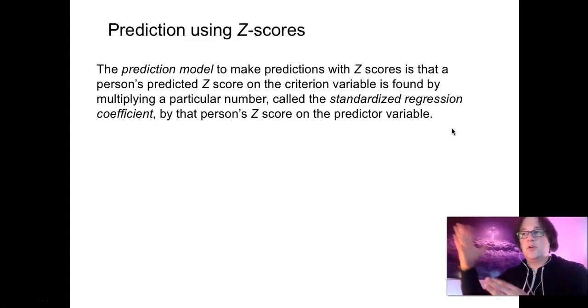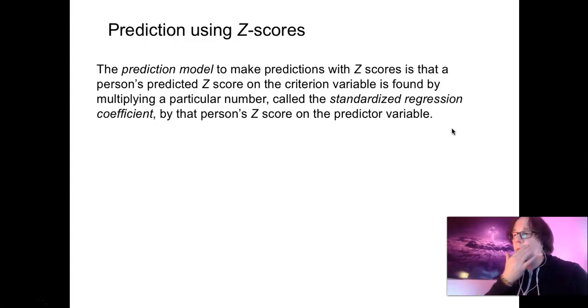So whatever those initial values were, if they were height or weight or GPA or whatever, they've been converted into z-scores, right? So a person's predicted z-score on the criterion variable, on that y variable, is found by multiplying a particular number called the standardized regression coefficient by the person's z-score on their predictor variable or their x variable.